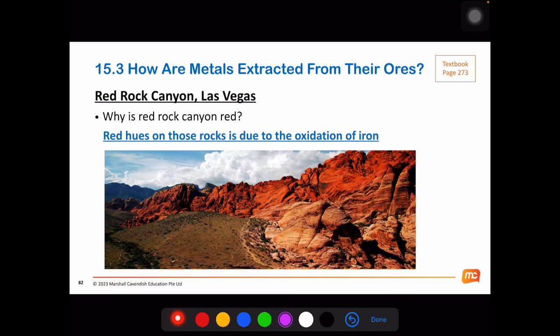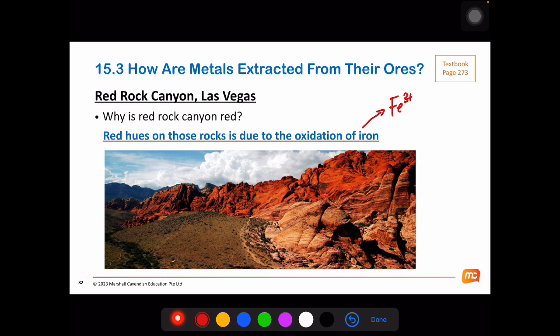A quick one. In the States, there's a place called Red Rock Canyon, where all the rocks and the canyons are super red. It's because of the oxidation of iron. We know from our notes that Fe3+ tends to give off a reddish-brown coloration, and transition metals also form colored compounds. So this is a case showing that these iron ores give off the red color that you see here.